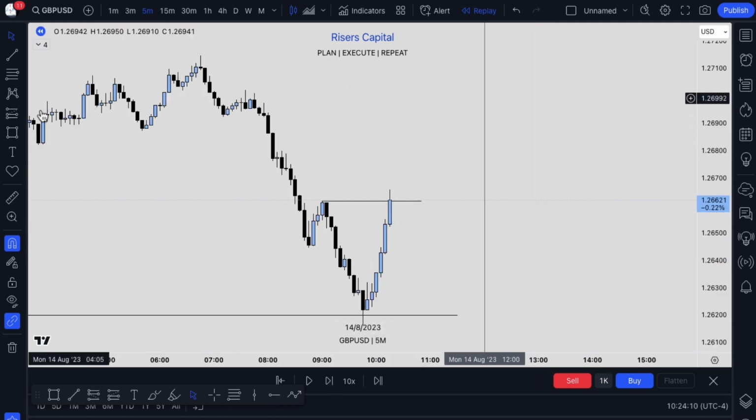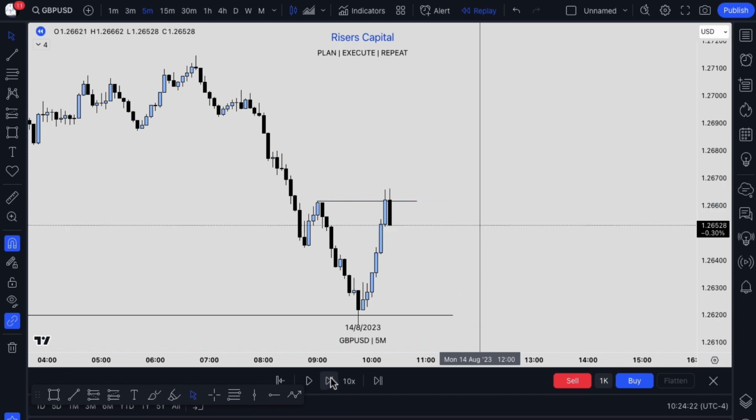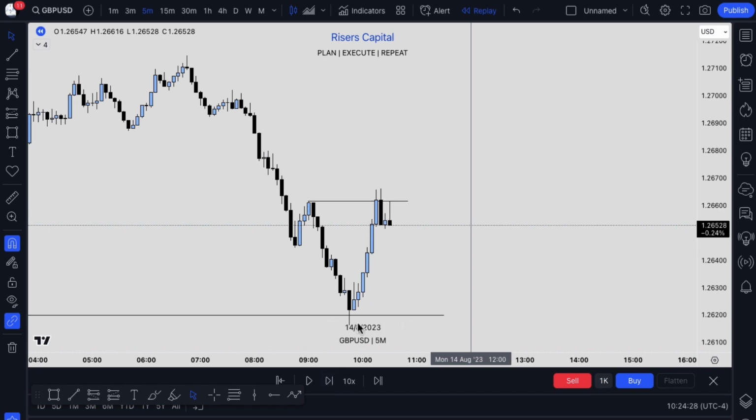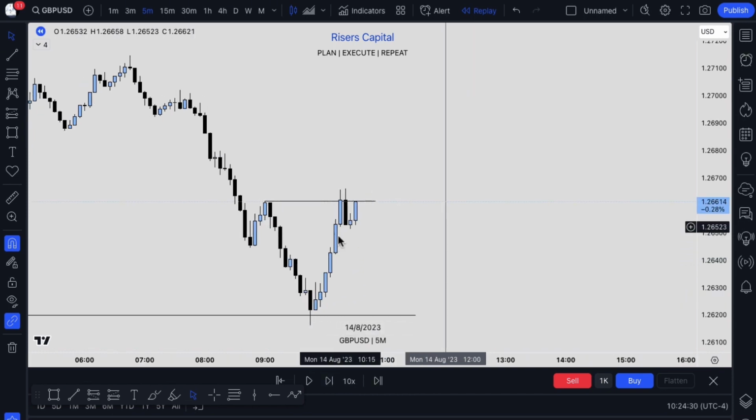So we get this market structure shift. Okay, now will price come back to one of these fair value gaps? So remember I said we can enter off a PD array. So what I mean by PD array, it's like a fair value gap, an order block, breaker block. Okay, so let's just keep skipping this forward, see if we can see anything. So price comes into this fair value gap. Okay, now I would never want to take buys off this fair value gap, never. Okay, because of this fair value gap below, this one's more discounted.